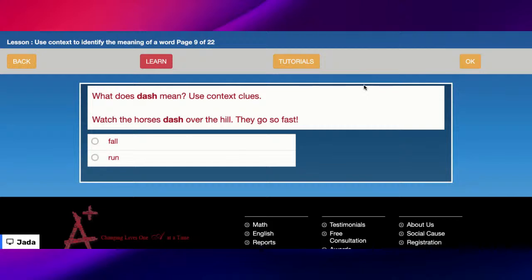Okay, what does dash mean? Use context clue. Watch the horses dash over the hill, they go fast. Okay, so we had this before. We've done this in our tutorials, and dash simply means run over the hill. They go fast. Okay, so it is what? Run.